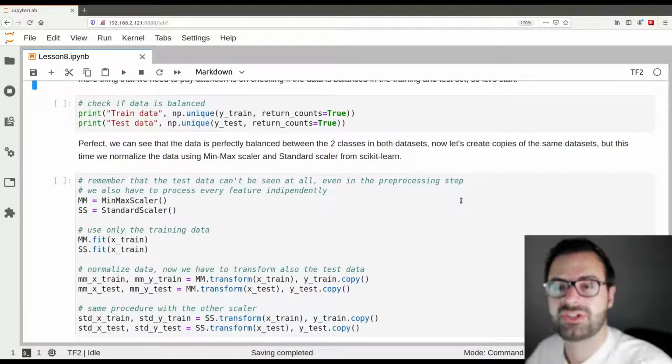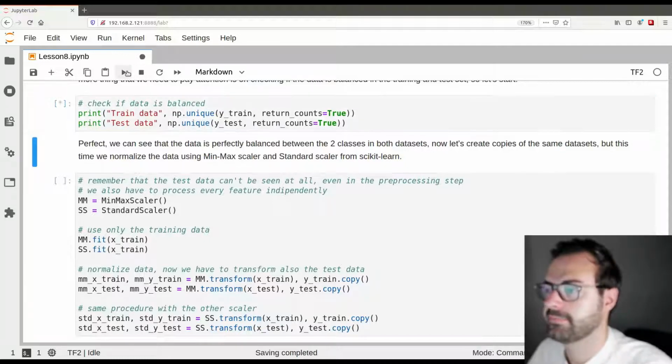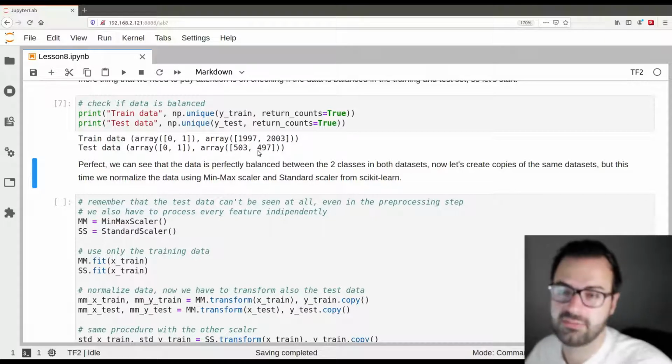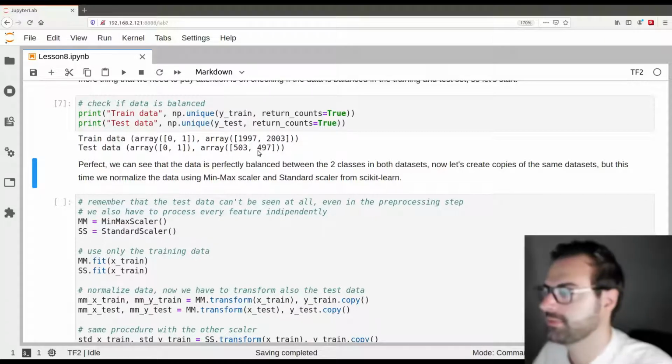So first, let's check whether the data is balanced by executing this code. Perfect. We can see that the data is perfectly balanced between the two classes in both data sets. We can see for the training data that here we are pretty good. So 2000 examples for one class and 2000 for the other. Same for the test data, 500 and 500. Roughly. Doesn't have to be, of course, exactly precise.